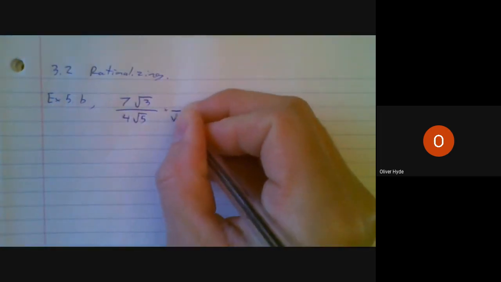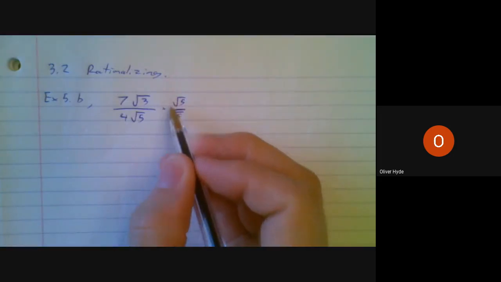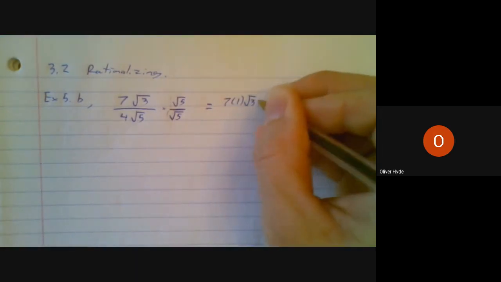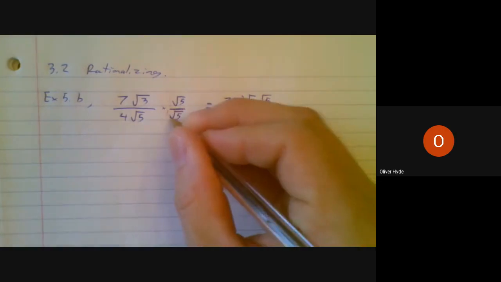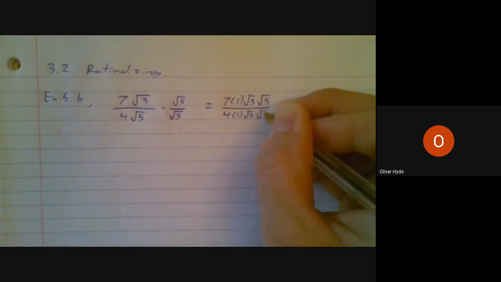I don't like the irrational part, so I'm going to multiply by the irrational part, but I need to multiply by 1. Now what I'm doing here is I'm multiplying the numerator by 1 root 5 and the denominator by 1 root 5. Let me show a few more steps than the example in the printed note. I now have 7 times 1 times root 3 times root 5. I'm choosing to change the order of a multiplication because the order of a multiplication doesn't matter. I have 4 times root 5 times 1 times root 5. That's 4 times 1 times a root 5 times a root 5.